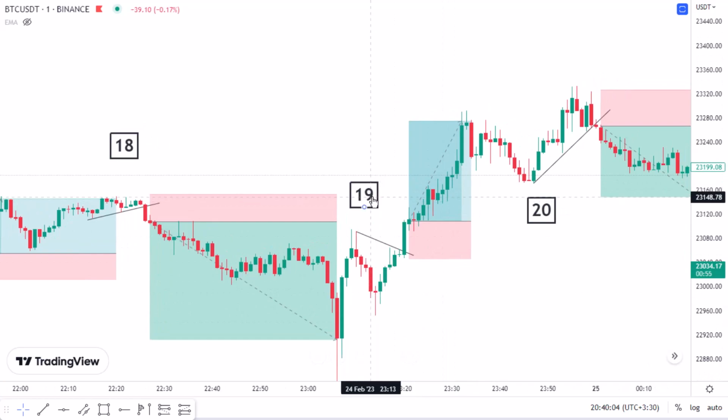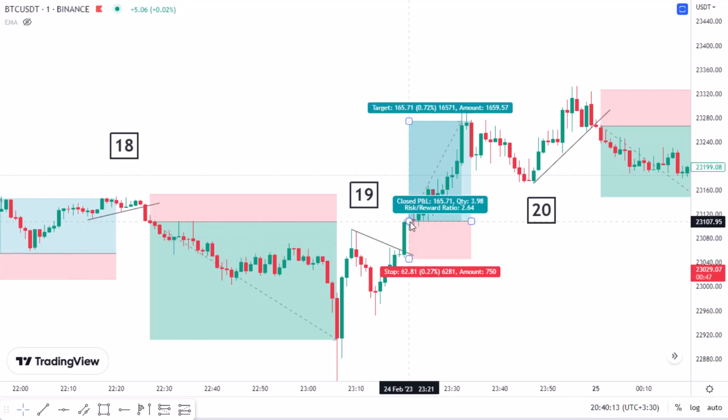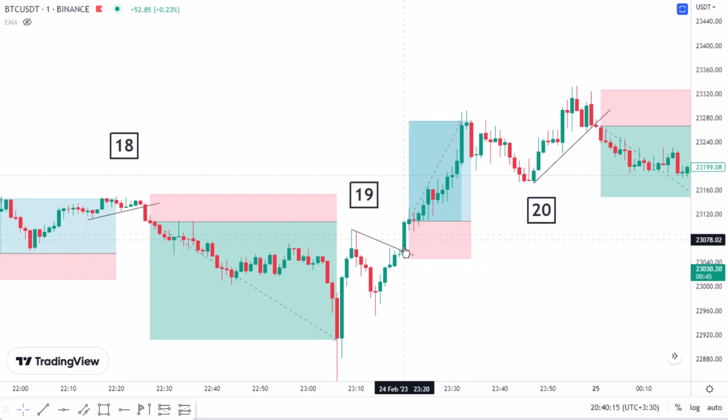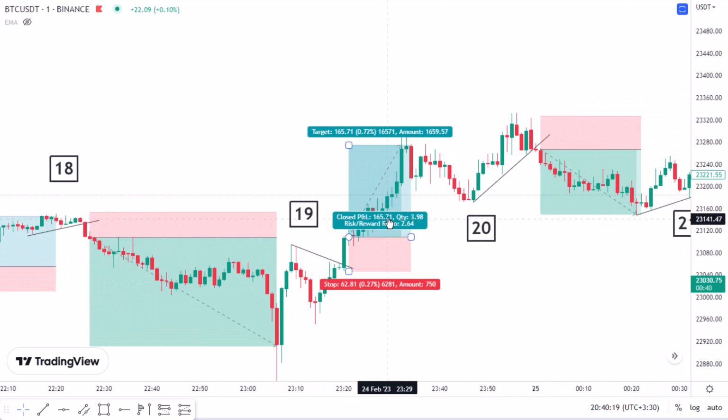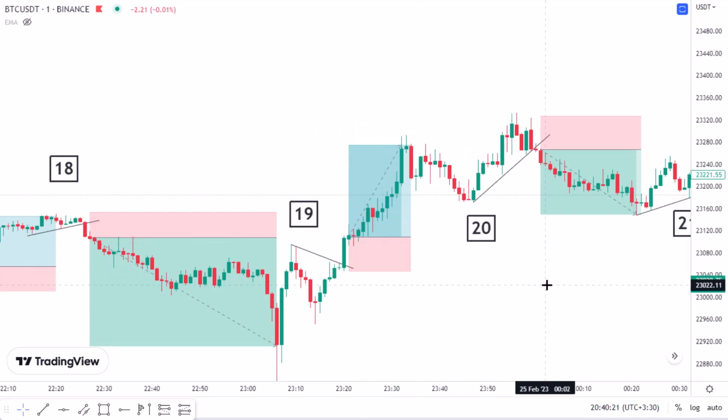On trade 19, we have this trend line with actually 1 touch, 2 touches, and 3 touches. On the fourth time it breaks it here. We enter the buy position, put our stop loss below that candle, look for RR2, which gives us 2.6.